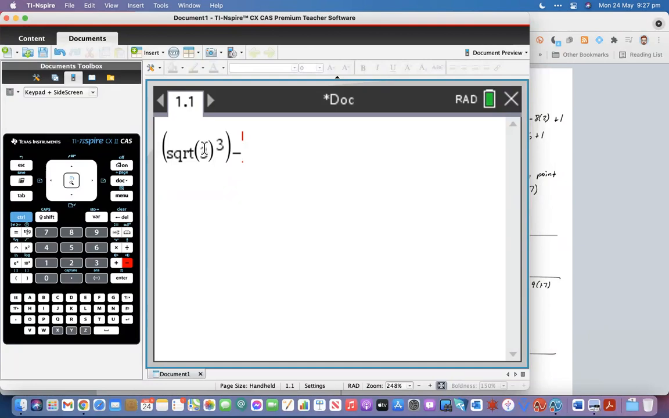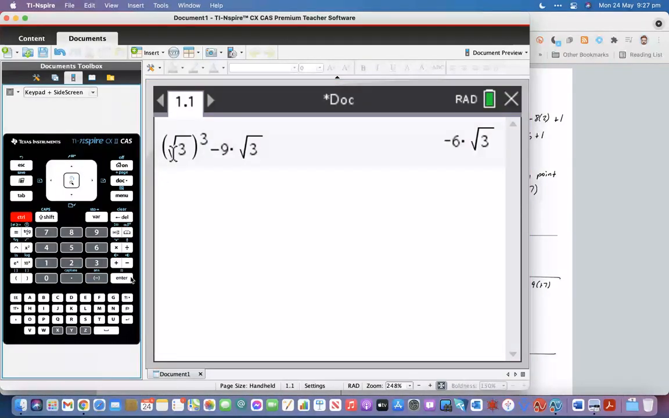Minus 9 times the square root of 3. And that gets me an exact answer of minus 6 root 3, or approximate answer of minus 10.39. So you can use either the exact or the approximate one. I'll just put in the approximate one. Negative 10.4 is what I'll have there to one decimal place. So that's 1.7 and negative 10.4.